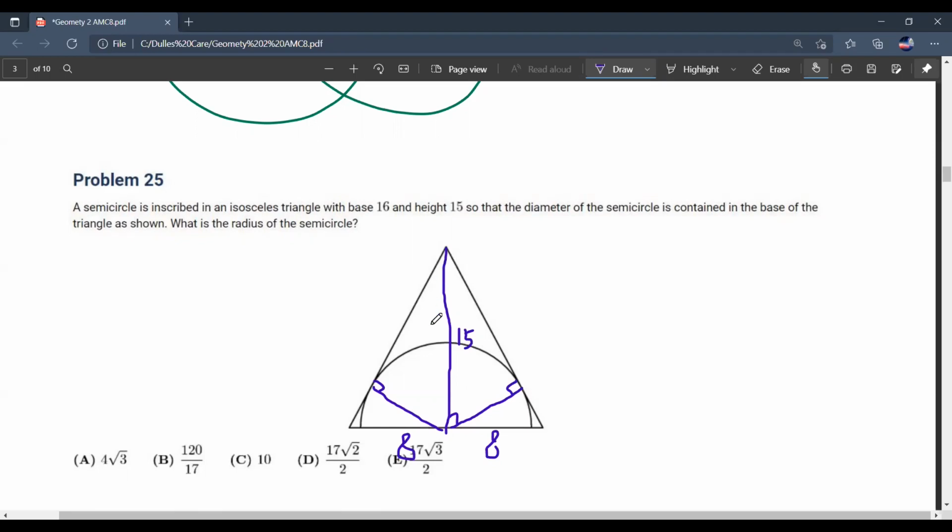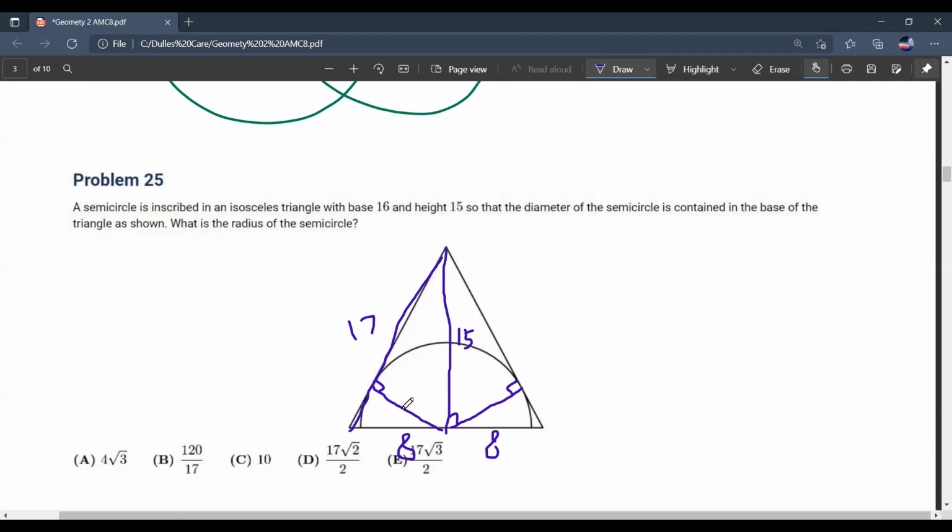So if this length is 15, let's think about a way in which we can solve this problem. If this is 15, then can anyone tell me what this length is, this side of the isosceles triangle, using Pythag? 17, right? I remember last week I told you all to memorize 8, 15, 17 triangles, like 3, 4, 5, 5, 12, 13, 7, 24, 25, all the important ones. Yeah, it's 17. Good job.